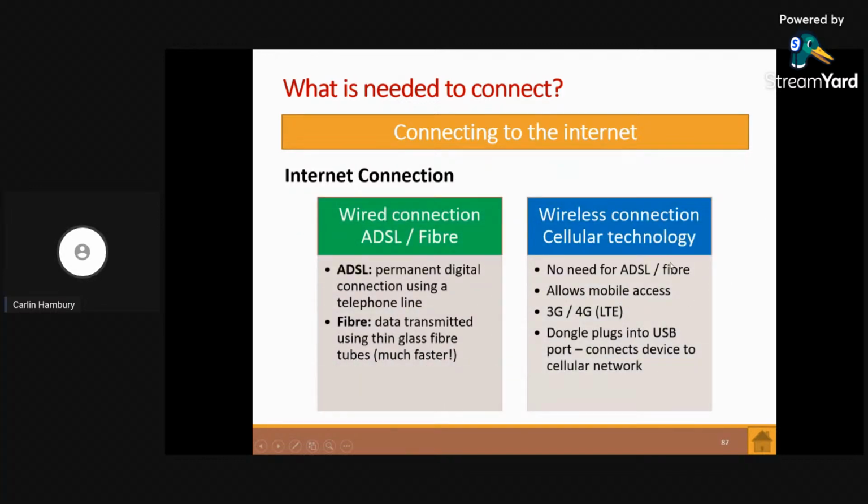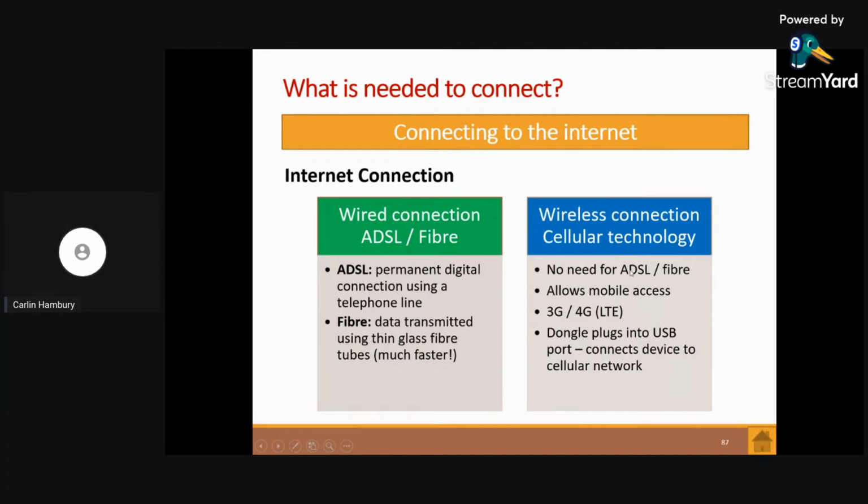Okay, our internet connection, we know we have wired. And just as a matter of interest, this week I received an email from MWeb saying that they are phasing out ADSL. So within the next couple of months, a lot of big companies are going to start phasing out ADSL as fiber has taken over. So just understand, ADSL and fiber are physical cables, right? But with fiber, your data is transmitted using thin glass fiber tubes, and this makes it much, much faster.